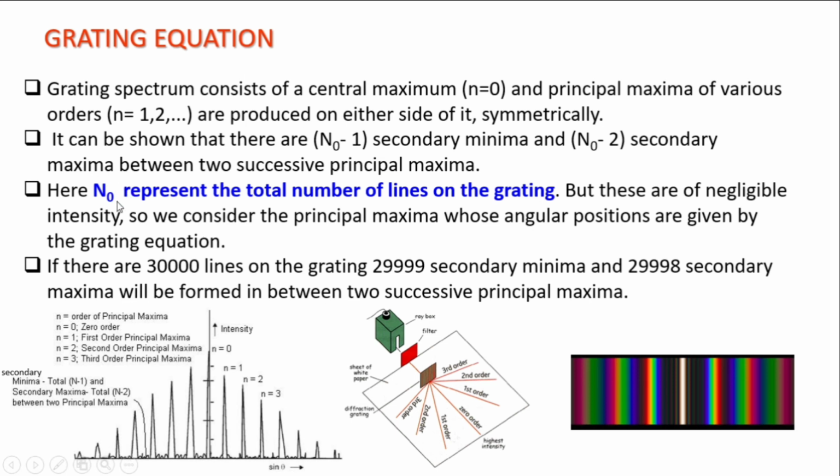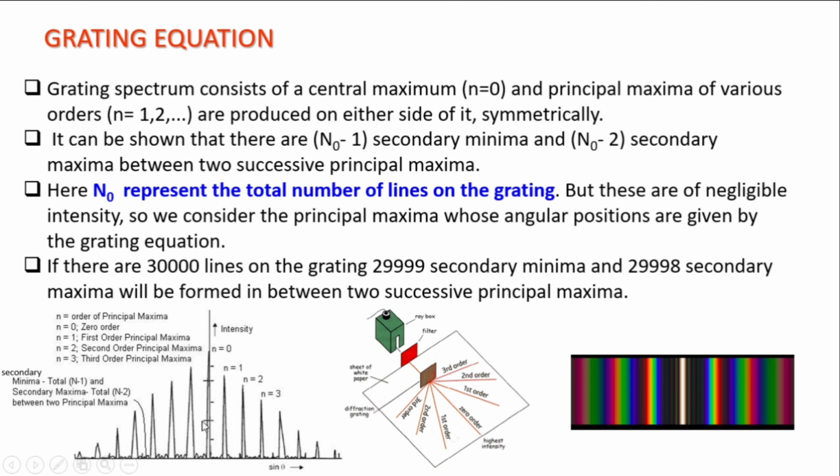N0 represents the total number of lines on the grating, but capital N was the number of lines per unit length. So please remember that. If N0 is the total number of lines in the grating, it can be shown that there are N0 minus 1 secondary minima and N0 minus 2 secondary maxima between two successive principal maxima. But these are of negligible intensity. So we consider the principal maxima whose angular positions are given by the grating equation.